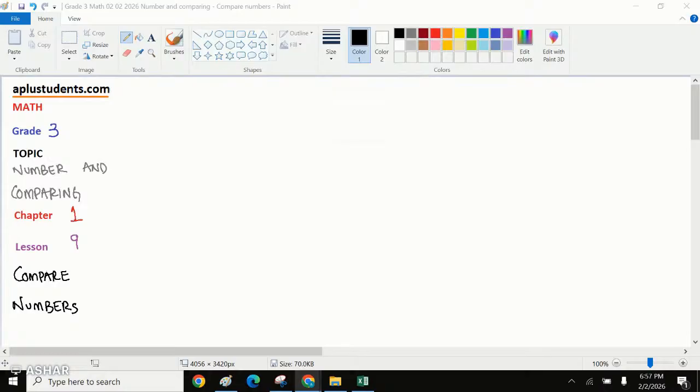Okay, what we need to do is find, we have 3 cases, right? We have 3 signs: greater than, less than, and equal, right? If we are considering these 3 signs, how would we know which one is greater than, which is less than, and which is equal, right?